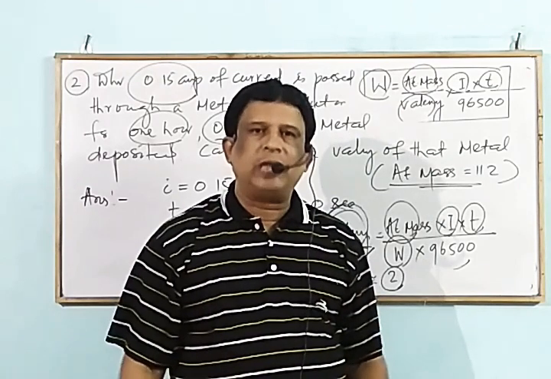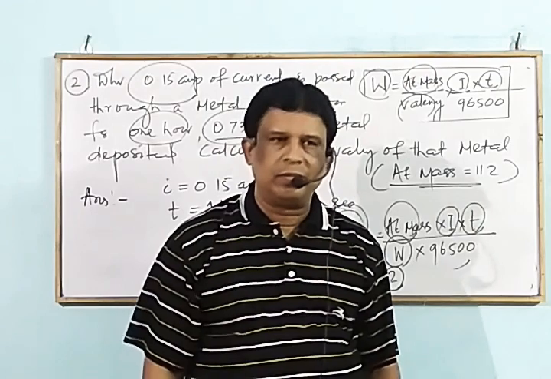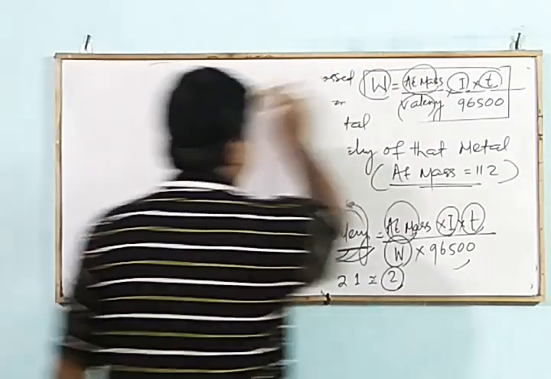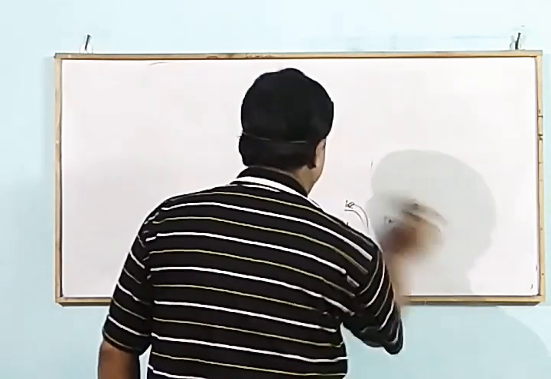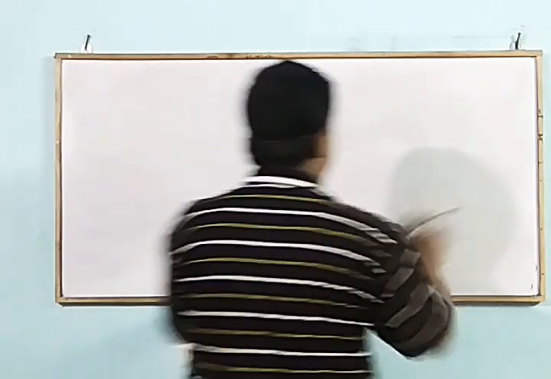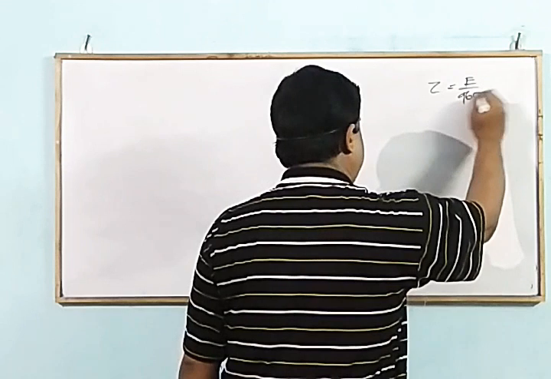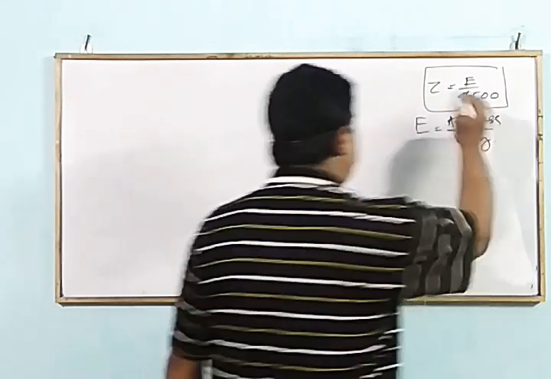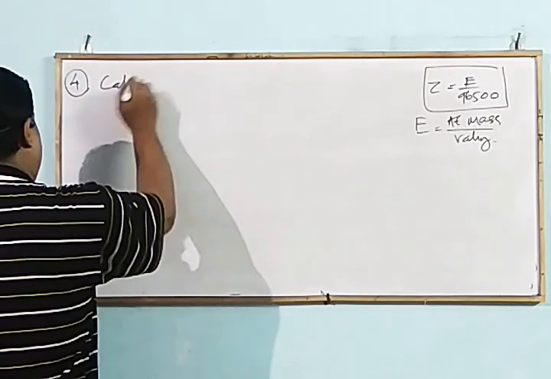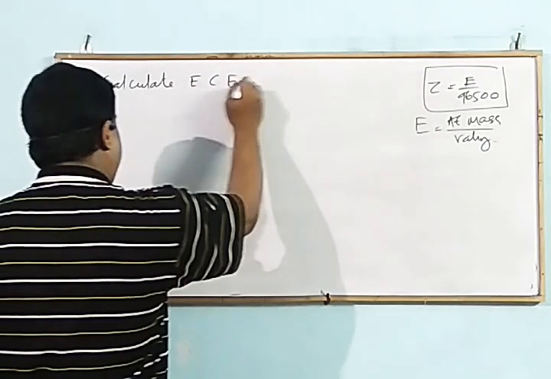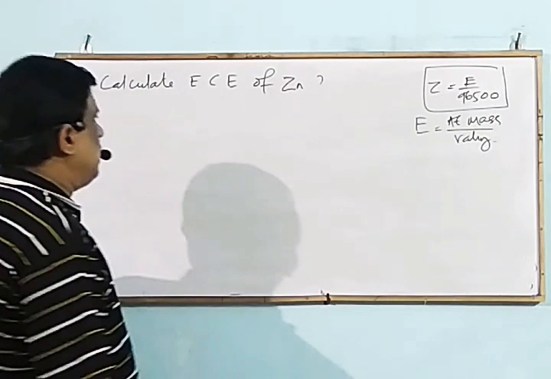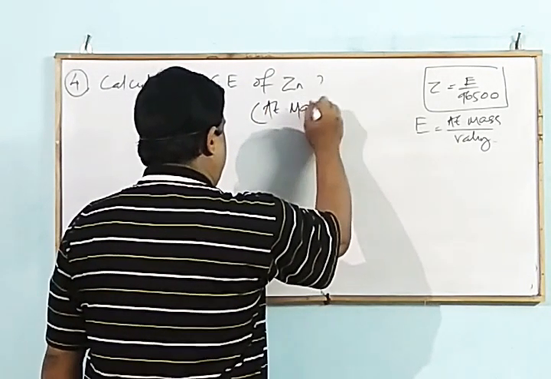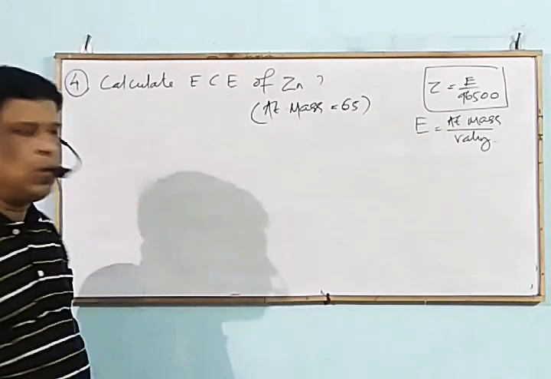Next we switch over to another type of problem relating to Faraday's first law. We know one relationship that Z is equal to E by 96500, where E is known as atomic mass by valency. Basing upon this, a problem is there. Question: calculate the ECE of zinc, that is, the electrochemical equivalent of zinc, given that the atomic mass of zinc is 65. This data is given. So how is it solved? Mark that.